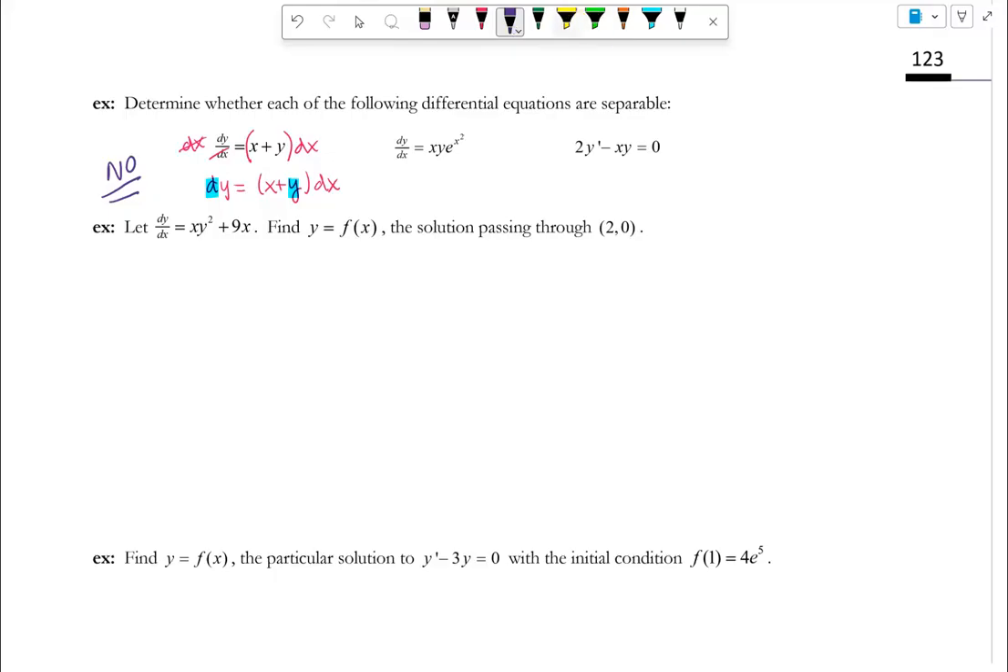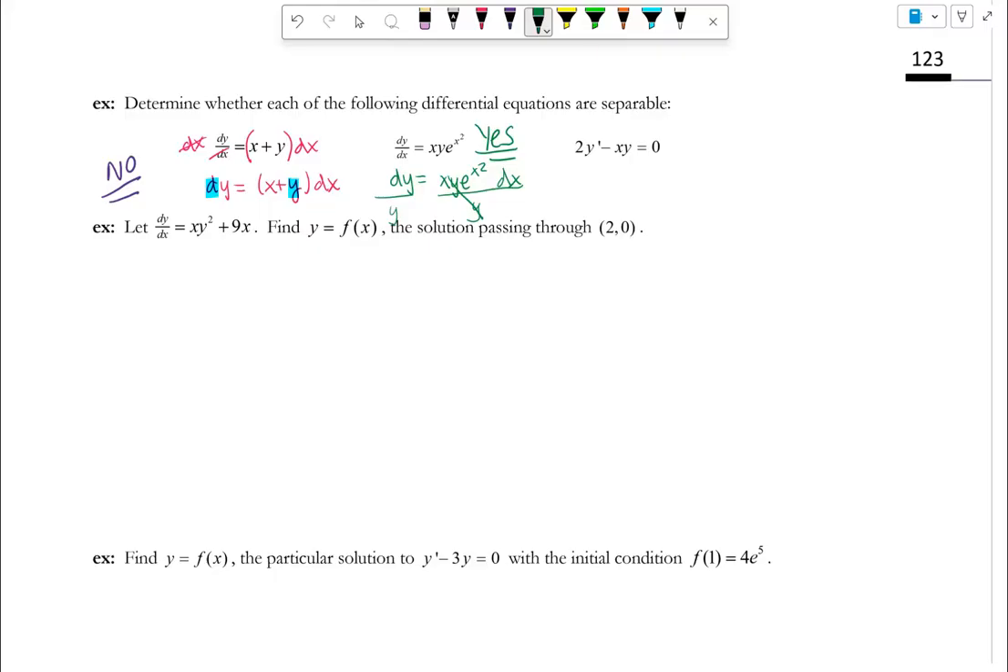All right, for that second one, again, same thing. I'm going to multiply by dx on both sides. So we get dy equals xy e to the x squared, all that junk, times dx. Well, that's all multiplication. So even though I wrote parentheses and grouped it, we know that multiplication is commutative and associative, so I don't actually need those parentheses there. Because we actually can divide both sides by y here, we can separate. So we're going to go ahead and say yes.